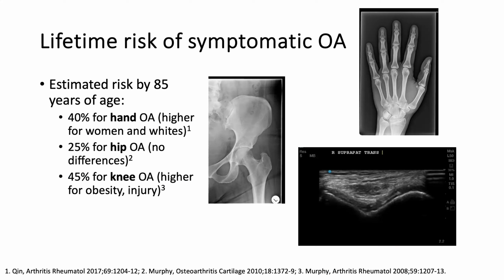About a quarter of people will go on to develop hip osteoarthritis with no differences by the risk factors we studied. And it kind of in between 45% for knee osteoarthritis, that was over 50% for individuals with obesity or with prior history of injury. So by site, these are quite frequent, but again, we need to look at them in combination.